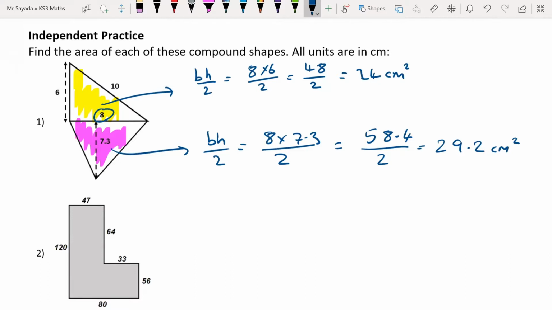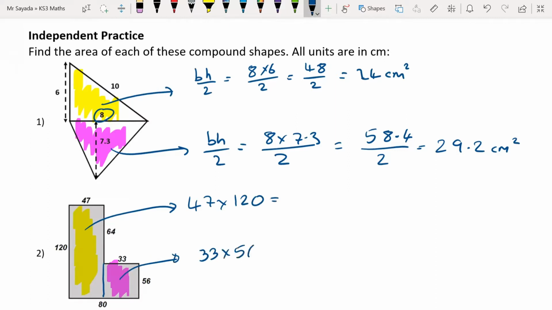So for question 2, the first thing to do is to split it into 2 separate rectangles. We now have this pink rectangle here, and we have this yellow rectangle here. I'm going to work out the area of each rectangle individually. So the area of this rectangle will be 47 times 120. I'll work that out soon. And the area of this rectangle is going to be 33 times 56.